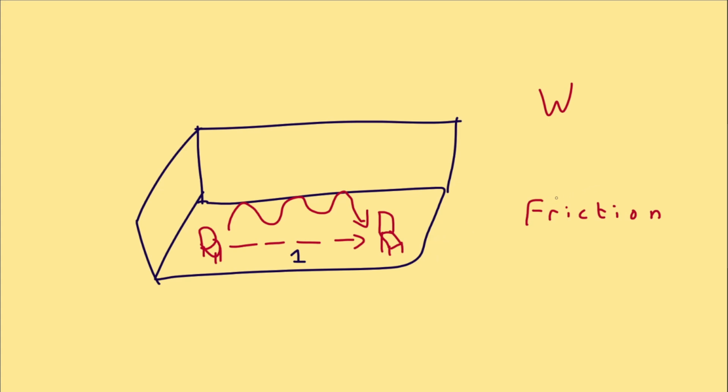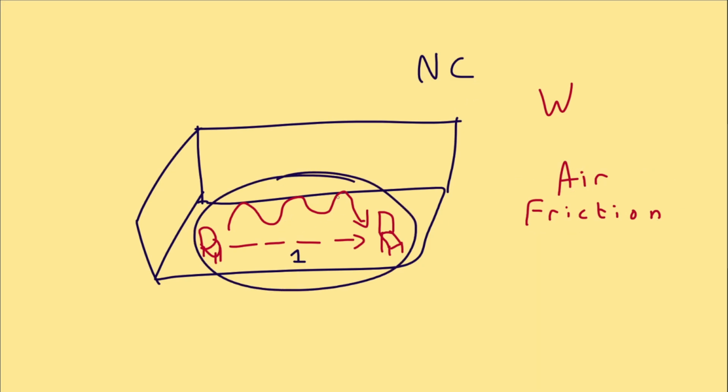So that means the work being done by forces like friction, air resistance, whatever else is opposing your motion, these forces are non-conservative, because the amount of work being done by these forces is dependent on the path you take. So you know that air resistance and friction are non-conservative forces.